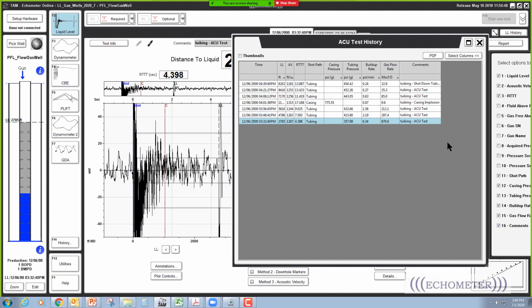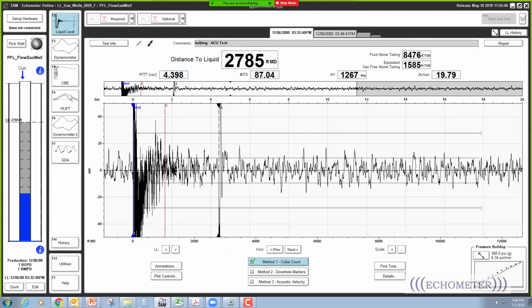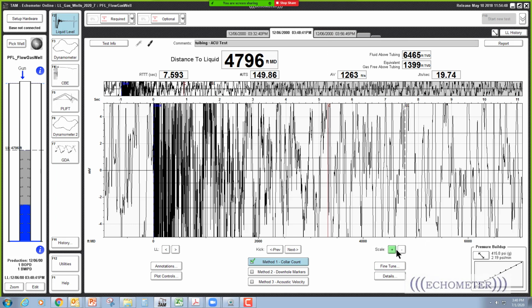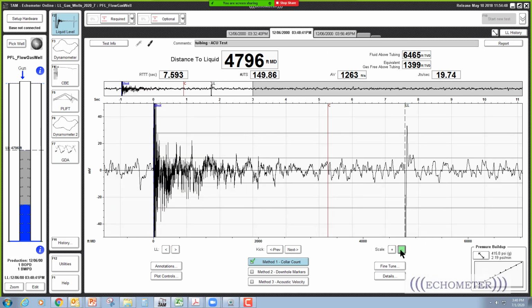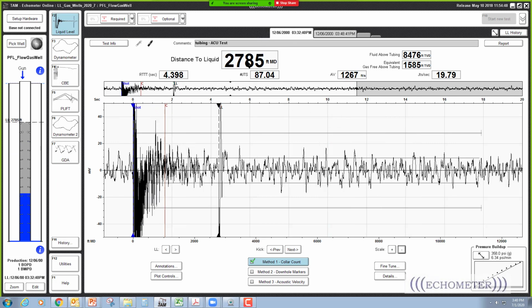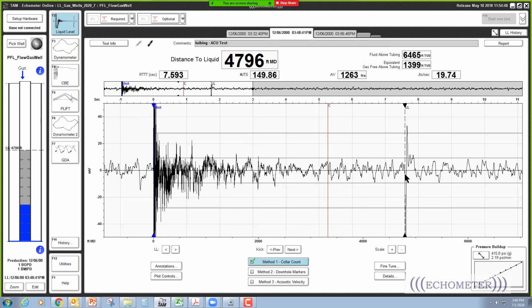So that's again, you shouldn't take very long on shooting the fluid level. If I had to reanalyze this, I'd go to the next shot and let me scale it down here. It's kind of collars down to here, and acoustic velocity is 1263 here. The acoustic velocity is 1267. That's matching pretty well. So I'm okay with that.